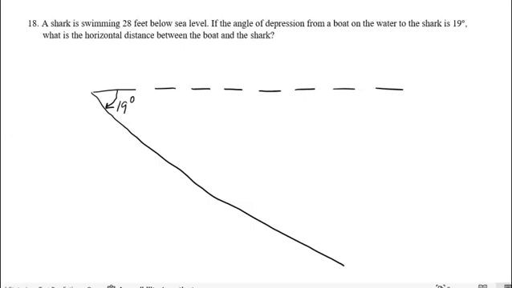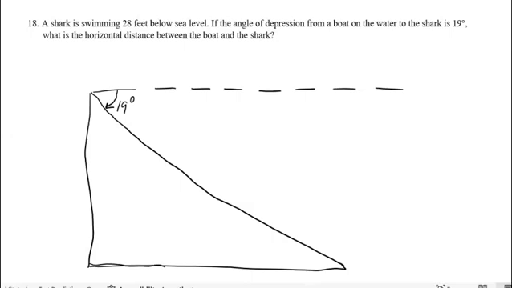Now, the actual angle of depression isn't in the right triangle that we are working with. But it is true that with these two lines being parallel, the bottom of the triangle and this dotted line representing the water, these two angles are called alternate interior angles, and so they are congruent. So the bottom right angle of the right triangle that actually represents the problem is also 19 degrees, just like the angle of depression.